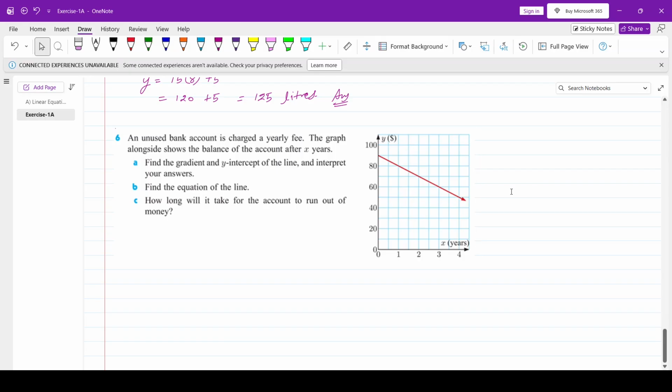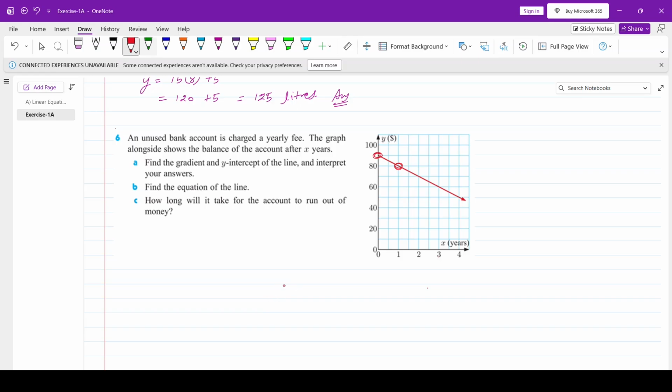Moving on to question number 6. An unused bank account is charged a yearly fee. The graph alongside shows the balance of the account after x years. Find the gradient and y-intercept of the line and interpret your answers. Find the equation of the line. How long will it take for the account to run out of money? What we see here is on the x-axis we have time in years: first year, second year, third year, and fourth year. The amount of money was initially $90. After the first year, the remaining amount is $80.